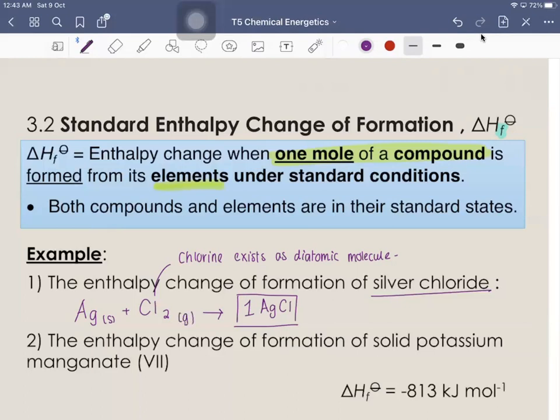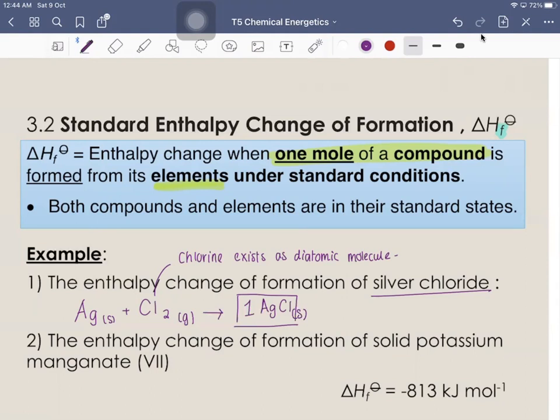Silver chloride, this is where it can be tricky for you. You may think aqueous silver chloride. Now remember, in your qualitative analysis notes, silver chloride exists as a white precipitate. So the state symbol of silver chloride is solid.